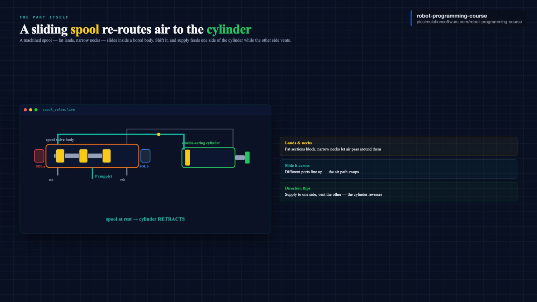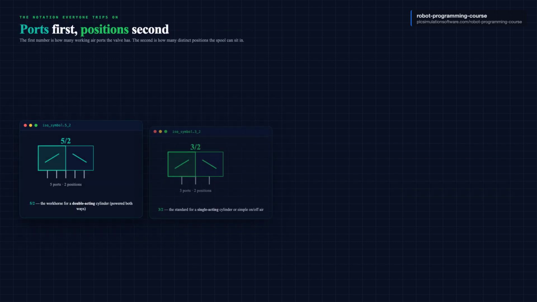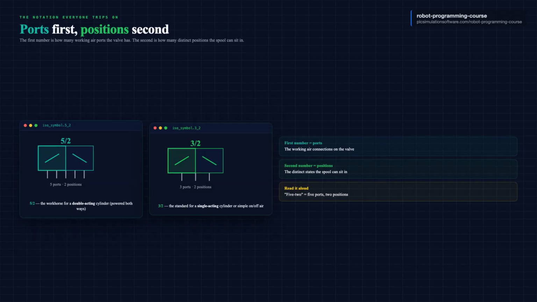Now the notation that trips everyone up. You will see valves labeled 5-2, 4-2, 3-2. It is two numbers. The first number is the count of ports, the working air connections on the valve. The second number is the count of positions, the distinct states the spool can sit in. So a 5-2 valve has 5 ports and 2 positions. That is the workhorse for a double-acting cylinder, one that is powered both extending and retracting.